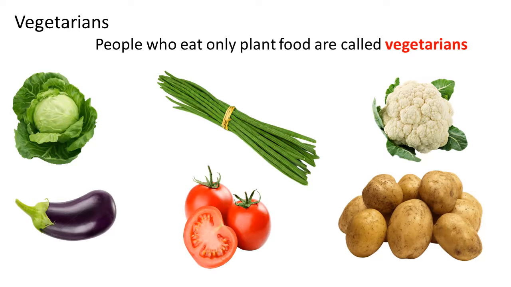As you can see on the screen, there are some vegetables, and people who eat only plant food are called vegetarians. These are the vegetables we get from plants. So vegetarians are people who eat only plant food. Here you can see some vegetables on the screen, just as an example, and there are so many plant foods, and all this plant food comes under vegetarian food. Okay, let's see the next slide.